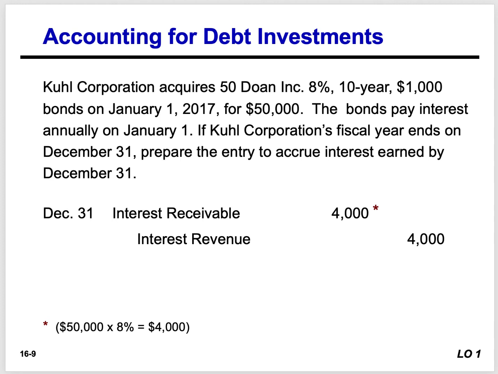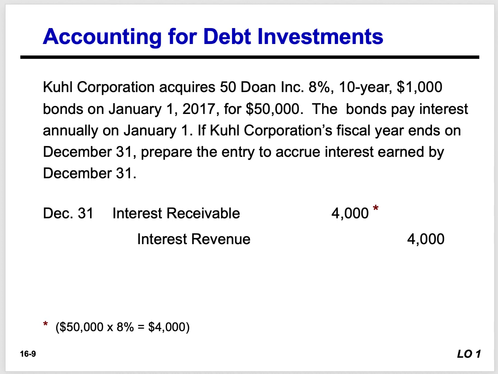So if Cool's fiscal year ends on December 31st, we need to prepare the journal entry to accrue interest earned by December 31st. Now, if you're thinking back to Chapter 15, it's a little different here. Why? Because we are the ones receiving the interest. We've earned it. We need to accrue it. So whenever we're accounting for interest, we are going to debit interest receivable. Interest receivable is an asset. It's very similar to accounts receivable.